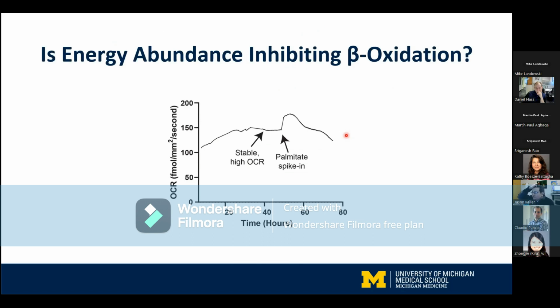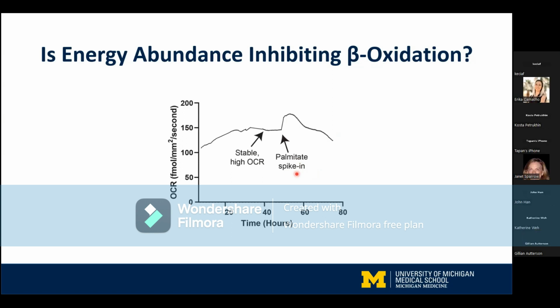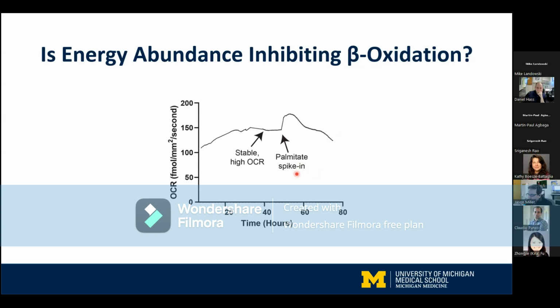So as we were searching for reasons that there was less beta oxidation than we anticipated, prompted by talking to Jim and Dan, we first asked, well, is it just a matter of energy abundance? Maybe in cell culture, you have such an overabundance of nutrients that the RPE just doesn't reach for beta oxidation because it just doesn't need it for energy purposes.